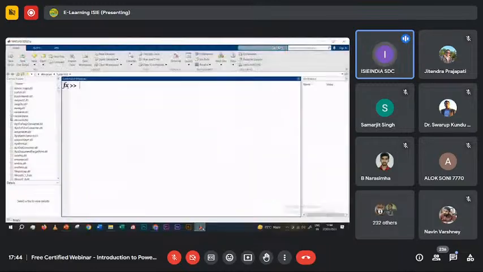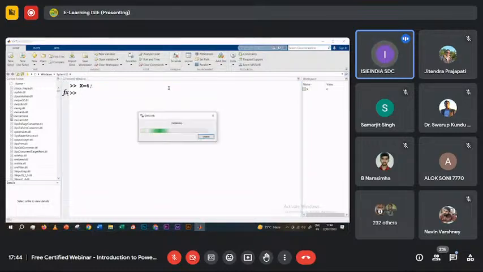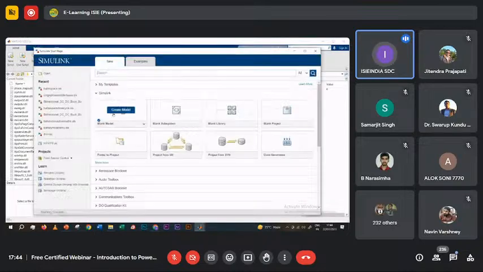Now we'll go to the MATLAB software. This is MATLAB. You can see the command window here, which is used to give commands, and this is the workspace. Let's suppose I give x equal to 4; then I have created a variable with value 4. This is MATLAB command and script. Now we'll go to Simulink because we are going to design the circuit of this buck converter.